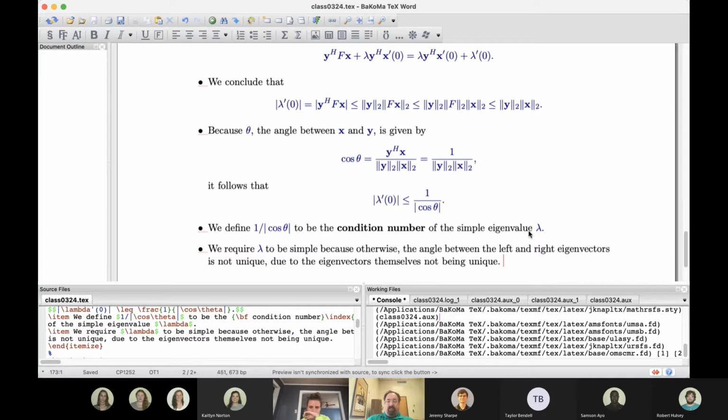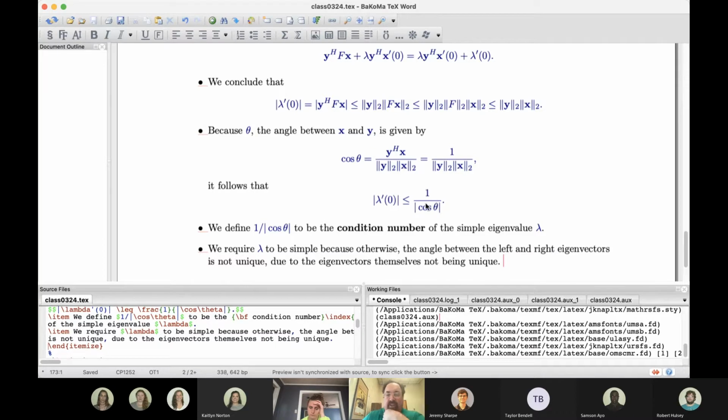of this simple eigenvalue. So how do we interpret it? Suppose now x and y cannot be orthogonal, but suppose they are nearly orthogonal. That means that this angle theta is nearly pi over 2, so cosine of theta is nearly 0. Therefore, the condition number is large. So just as Ax equals b is ill-conditioned if the condition number of A is large, if this quantity is large, then the eigenvalue is ill-conditioned. So in other words, a small change in A can lead to a large change in this eigenvalue.